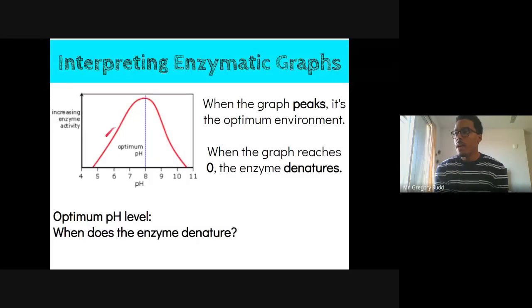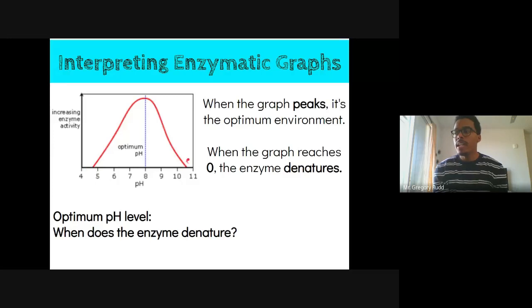Now, the other thing we talked about, of course, is denatured enzymes. A denatured enzyme is no longer working. If these graphs are representing how well the enzyme is working, meaning the higher we are on the graph, the better the enzyme is working, then when the curve is at 0, that means that the enzyme isn't working at all. That means that it's denatured.